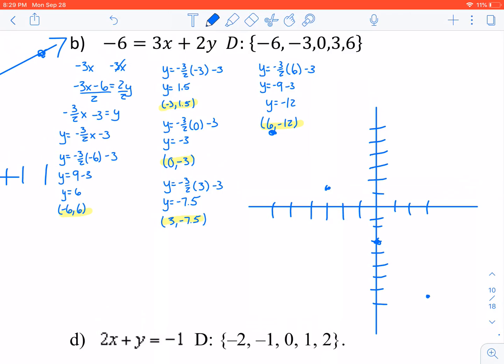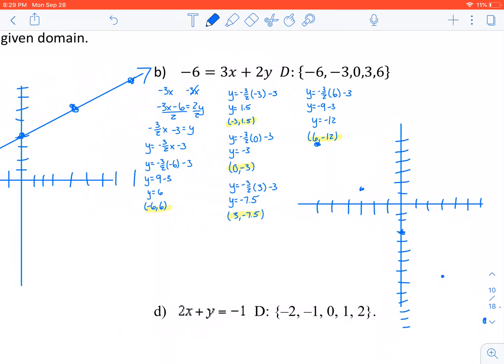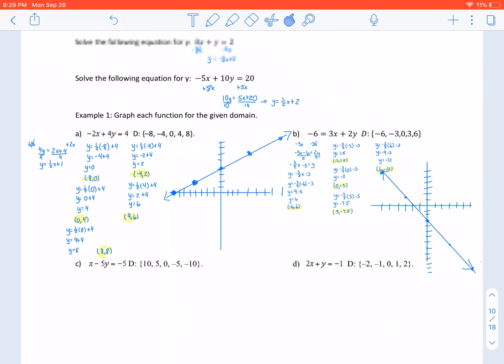Yep, there we go. And 6, negative 12. So we're clear down there. And again, if we did it right, which looks like I was pretty close anyway. Oh, even better than last time. Let's go. There's my line.